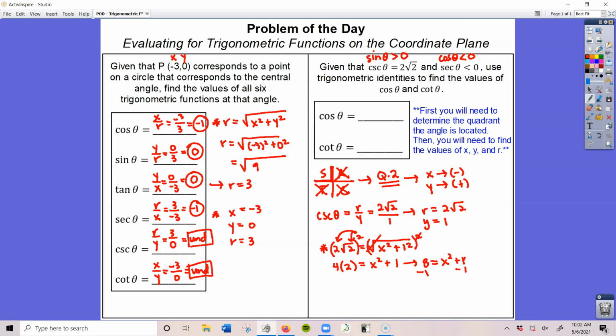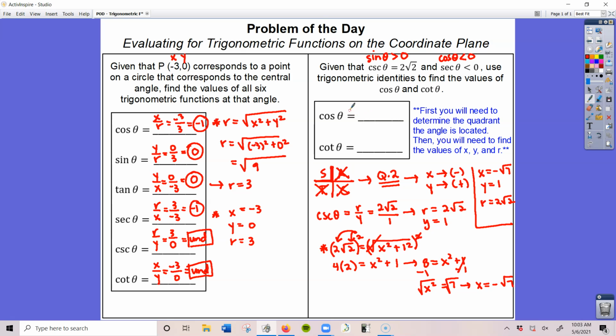Subtract the 1, we get that x squared is equal to 7, and then square root both sides. Now remember here, when you square root a number, it's always plus or minus. And that's why I wrote down here, x is negative in quadrant 2. That means that x will be the negative square root of 7. So now I have all of my values. I'm just going to create a little table here. So x is equal to negative square root of 7, y is equal to 1, and r is equal to 2 square root of 2.